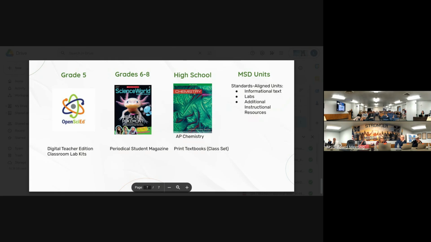Grades 6 through 12 worked to develop their MSD units that had that informational text, those labs, and additional resources. Grades 6 through 8 would like to utilize the Science World magazine. It's a periodical, and they're just asking for a class set, but that has seemed to really engage students because it's real and it's relevant to them.